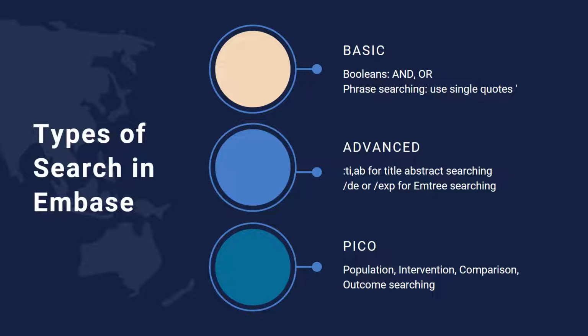So the :TI,AB stands for title abstract searching. So you can do title abstract searching in advanced search, as well as do entry searching, so the DE or the EXP as well. And then finally, PICO searching is naturally the population, intervention, comparison, and outcome searching. That's a little bit hard to explain on a slide, so luckily I will be showing you all that in just a second.